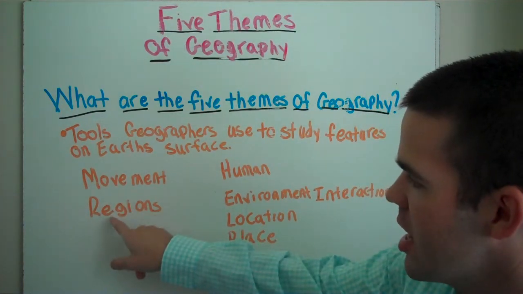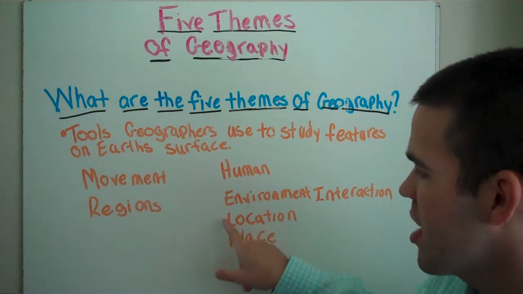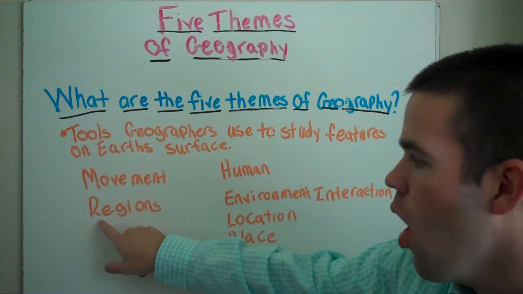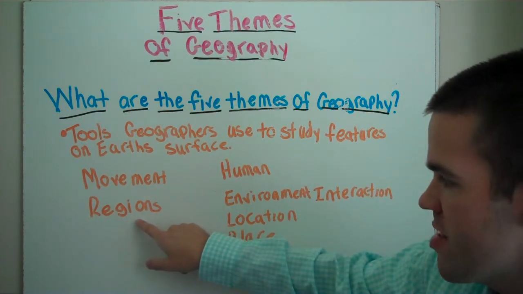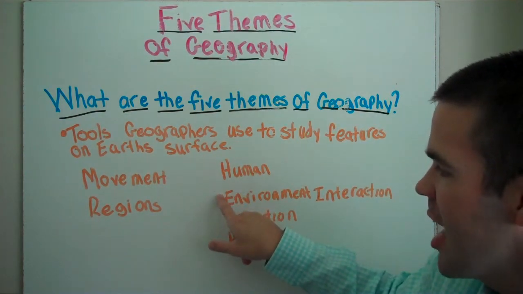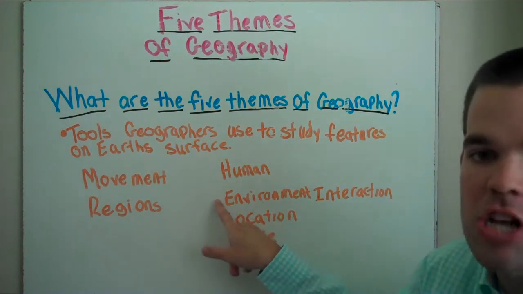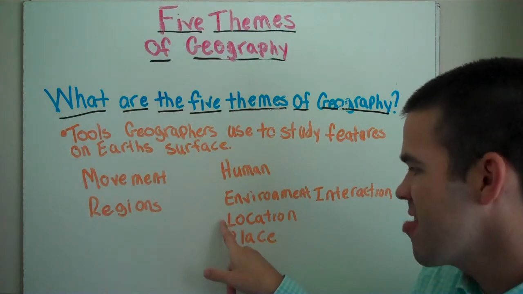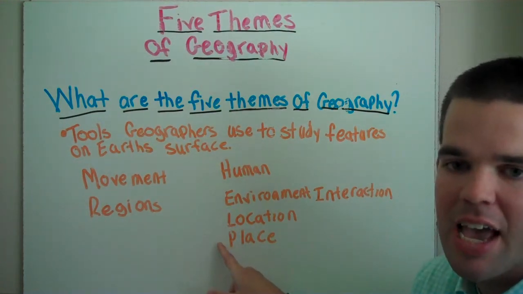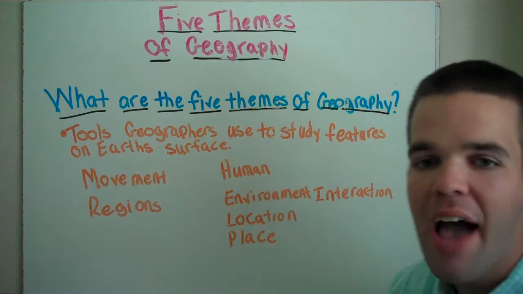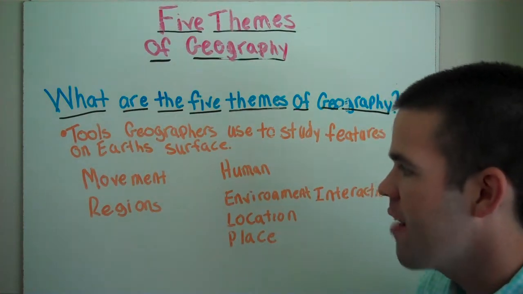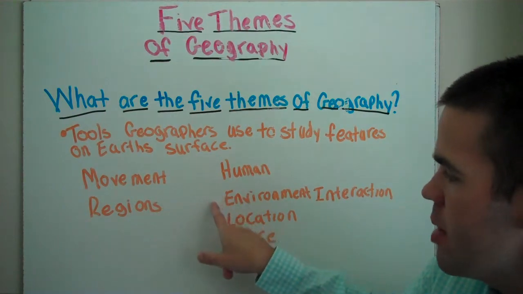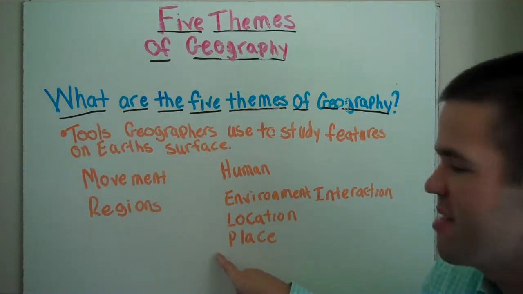Each of the letters in Mr. Help represents a different theme of geography. M in Mr. represents movement, R in Mr. represents regions, H and E in help represents human environmental interaction, which is all one theme of geography, L in help represents location, and P in help represents place. So if you're having difficulty remembering the 5 things of geography, remember Mr. Help: movement, regions, human environmental interaction, location, and place.